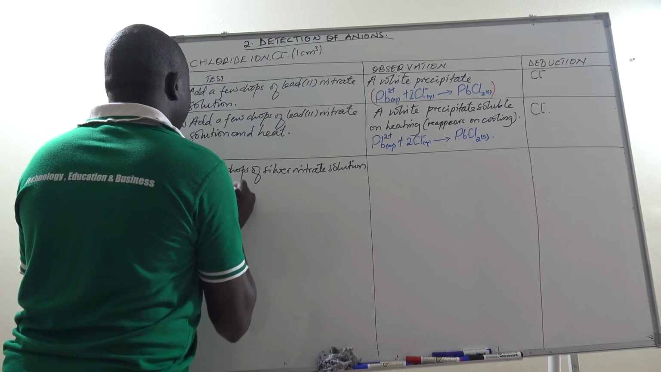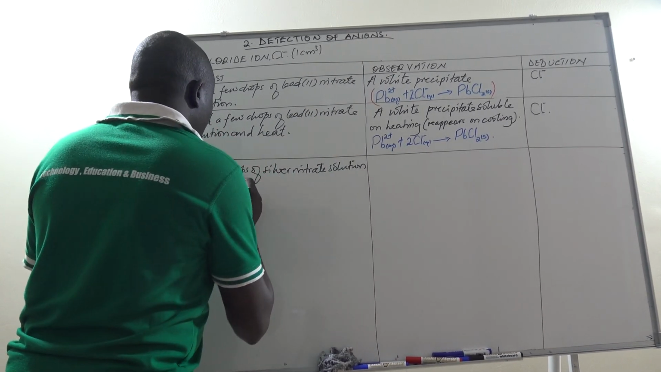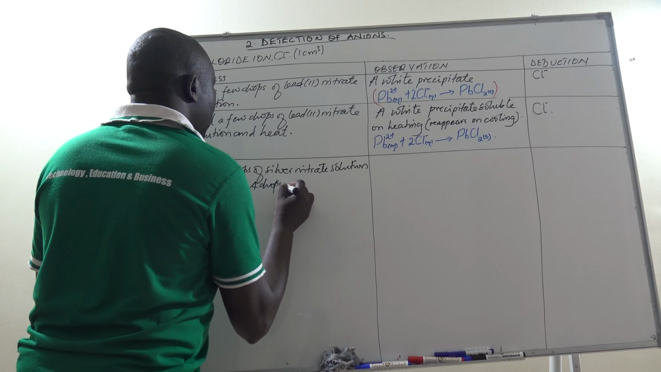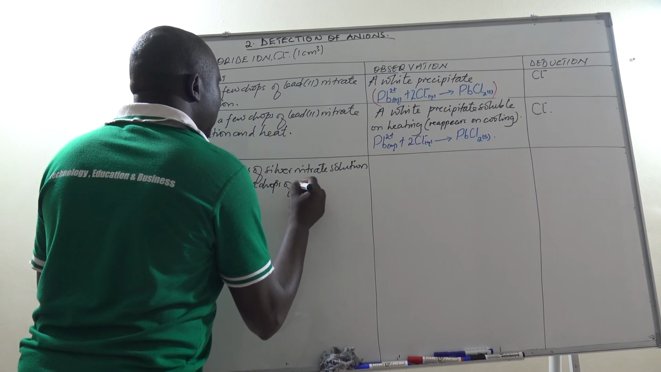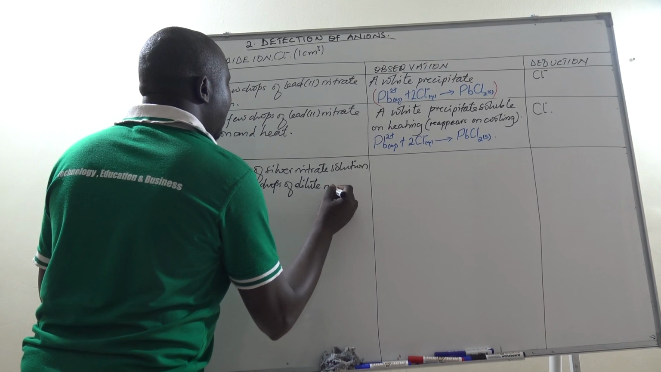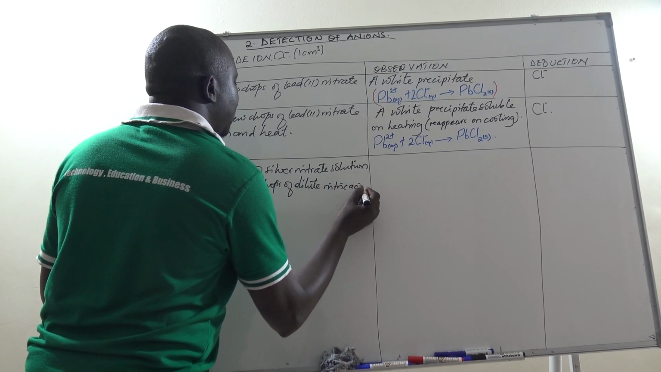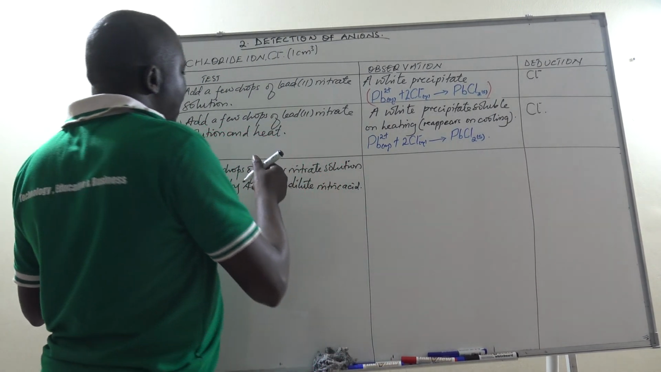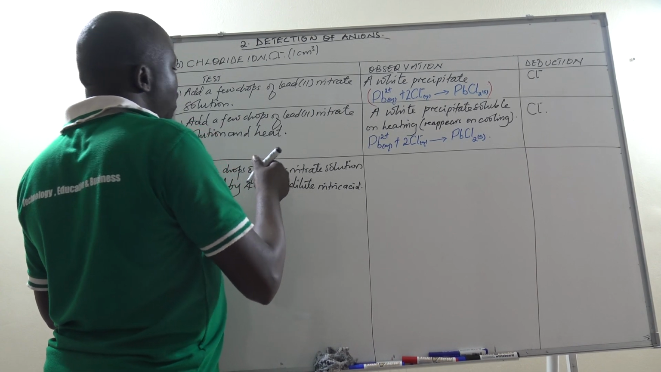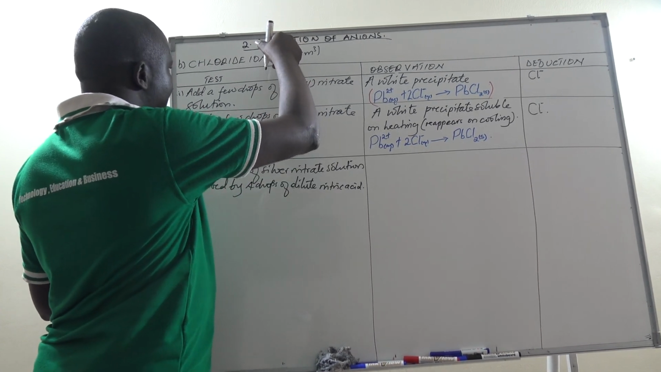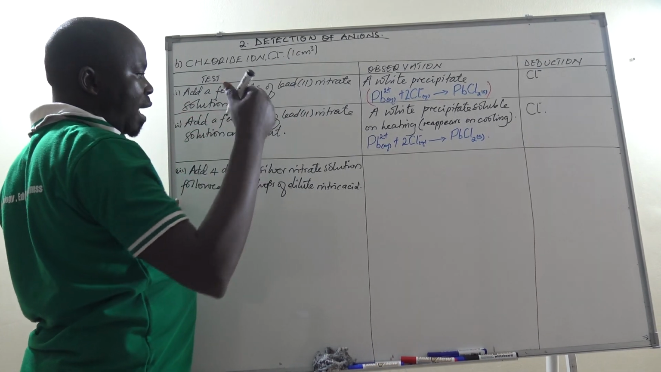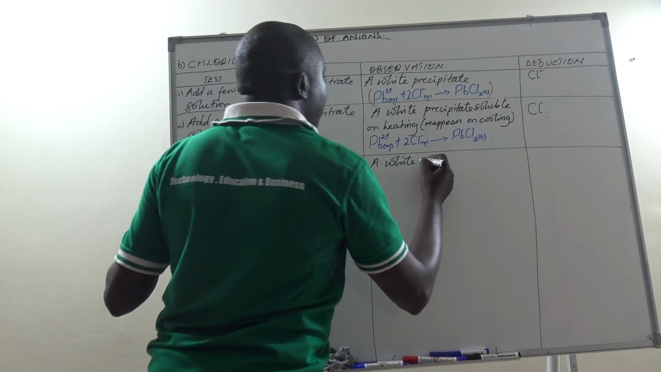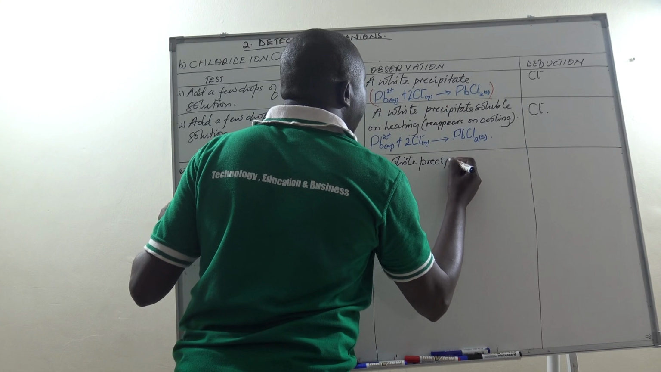followed by the same number of drops of dilute nitric acid. So here, if we start with the silver nitrate solution, the reaction will take place in such a way that the silver ion of the silver nitrate solution will combine with the chloride ion in the solution under test and form a white precipitate. It will form a white precipitate of silver chloride.